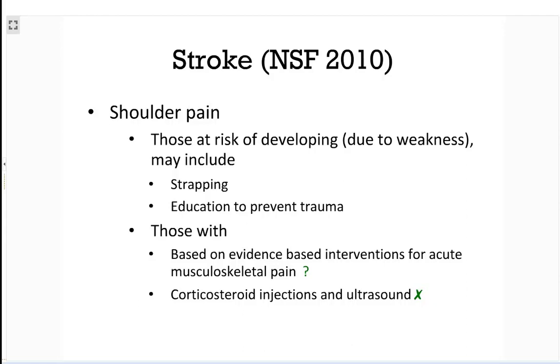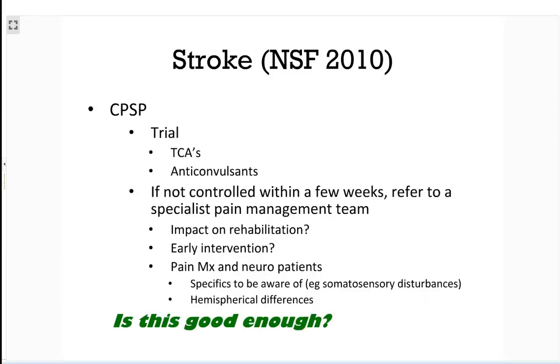For those that already have shoulder pain, we should be basically treating it potentially like a musculoskeletal pain, even though we now know there's significant differences with regards to that from a somatosensory perspective, and that steroid injections and ultrasound aren't any help. For those with central post-stroke pain, we should be trialling medications, and if that's not working, refer to a specialist management team.